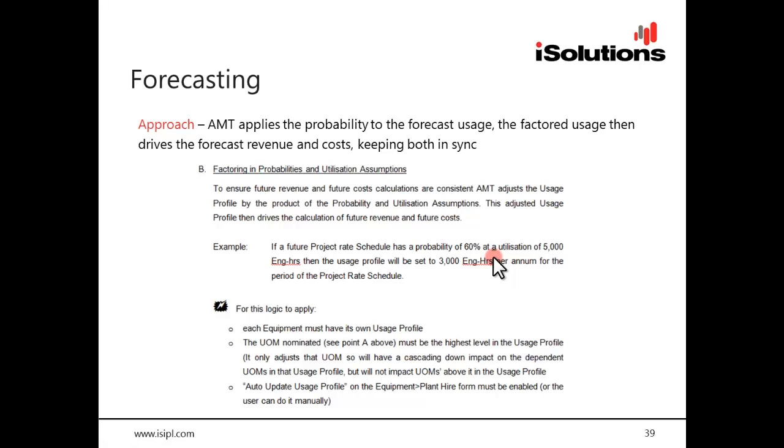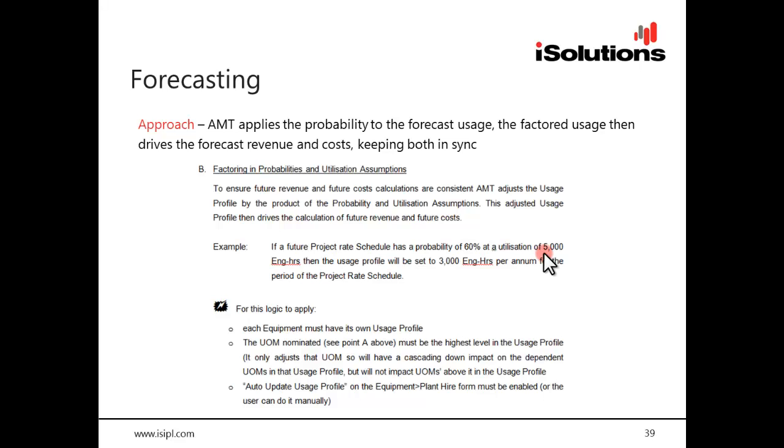The approach that we use is that we apply that probability to the forecast utilization. So if the equipment is forecasted to do, in fact in this example here, if it's got a probability of a future project of 60% and expected utilization of 5,000 hours, then we don't assign 60% of the revenue and 60% of the cost. We actually say 60% of the utilization. So we assume it's going to do 3,000 hours.